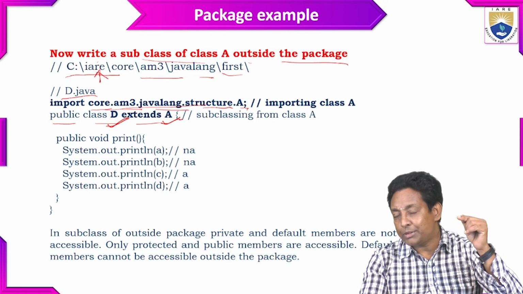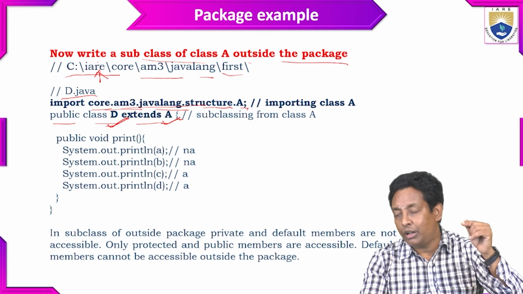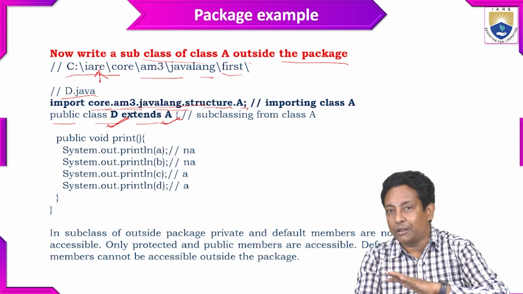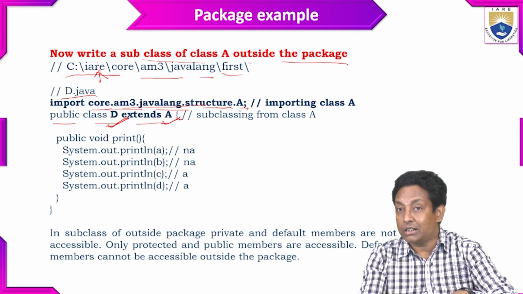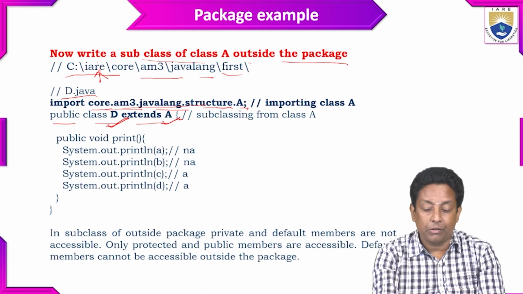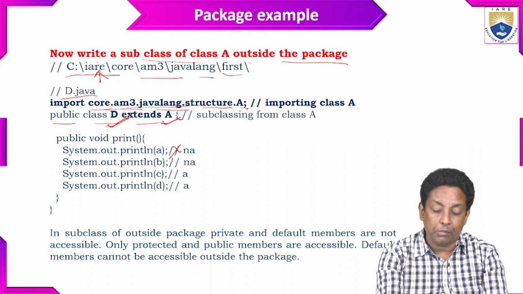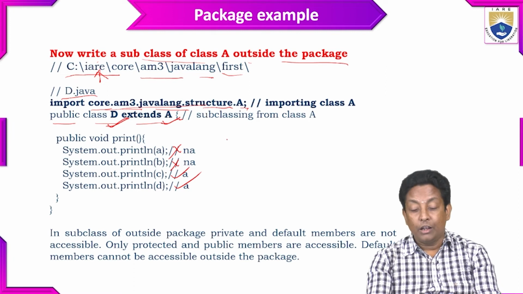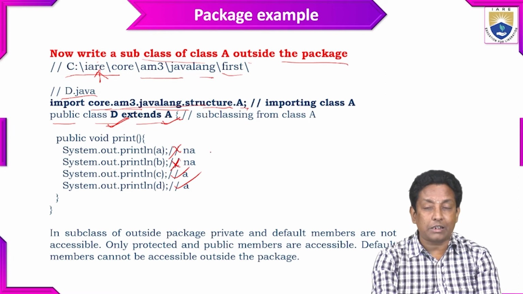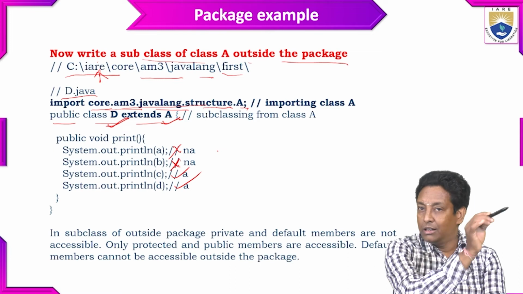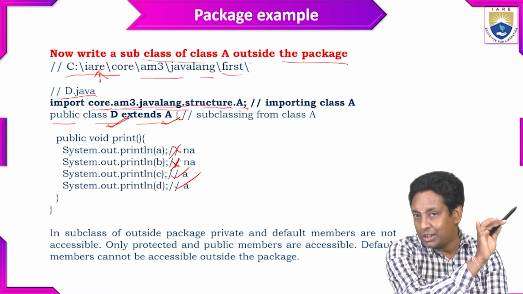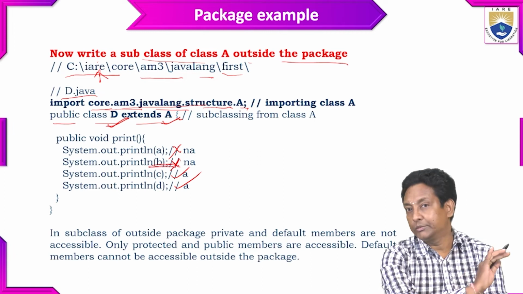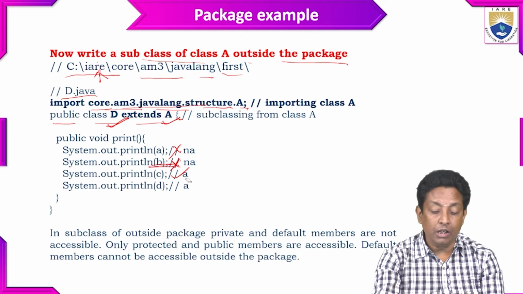Second one, B is a default access specifier variable. A default access specifier variable can be accessible only up to the classes within the same package, but not outside the package. D, though a subclass of class A, is outside the package. Private member cannot come. Default member cannot come. Only protected and public members can come. So default members can be accessible within the class, subclass within the package, and instantiated class within the package, but not outside the package classes.